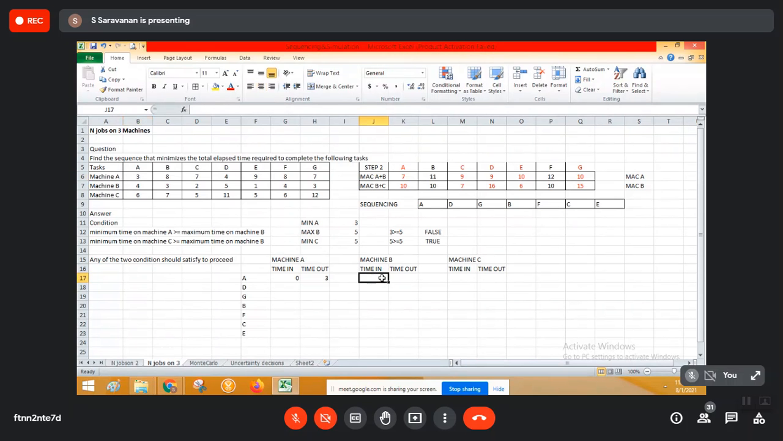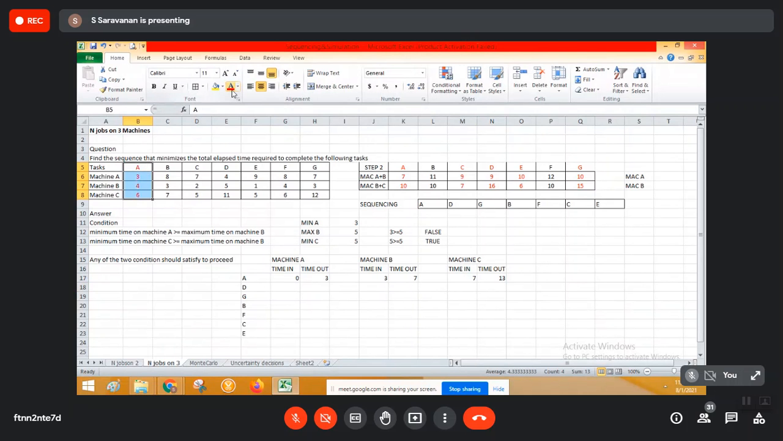Now machine B can take it at the third minute, without any time delay. How much time is it taking? 4 minutes, so 3 plus 4, 7 minutes. For the first line, usually there won't be any problem. It enters at the 7th minute here. The time taken by machine C is 6 minutes, so 7 plus 6 is 13. So we have done activity A, the sequencing for job A is completed.